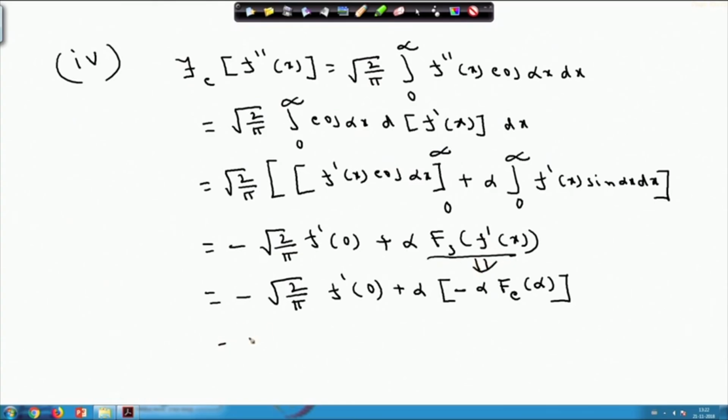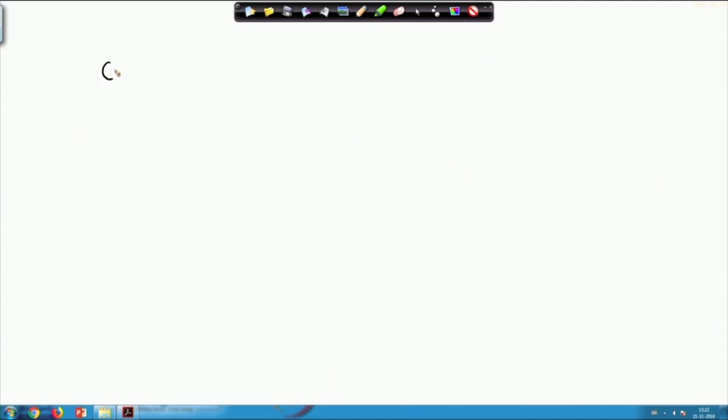So, if I write down minus, this will be equal to minus alpha square into the Fourier cosine transform of f of alpha, minus root over 2 by pi f dash 0. So, this way I can say that the Fourier cosine transform of f double dash x equals minus alpha square into the Fourier cosine transform of f of alpha, minus root over 2 by pi f dash 0. And similarly, you can prove the fifth one also, that is the Fourier sine transform of f double dash x.